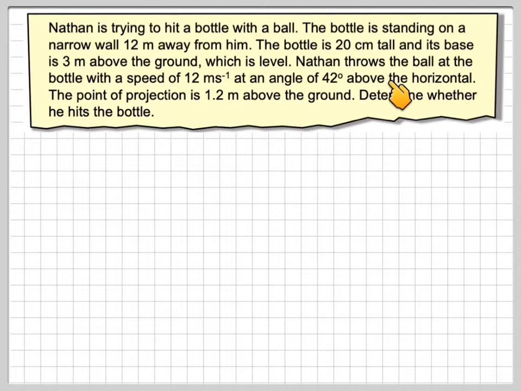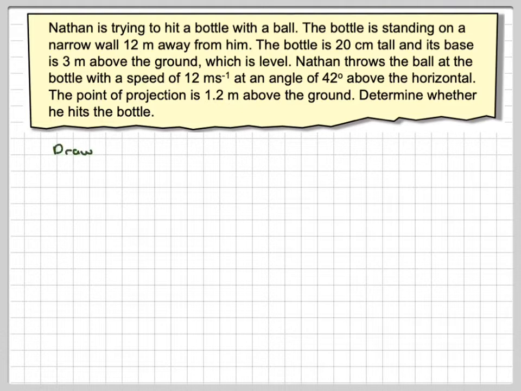Nathan throws the ball up at the bottle with a speed of 12 metres per second at an angle of 42 degrees above the horizontal. The point of projection is 1.2 metres above the ground. Determine whether he hits the bottle.